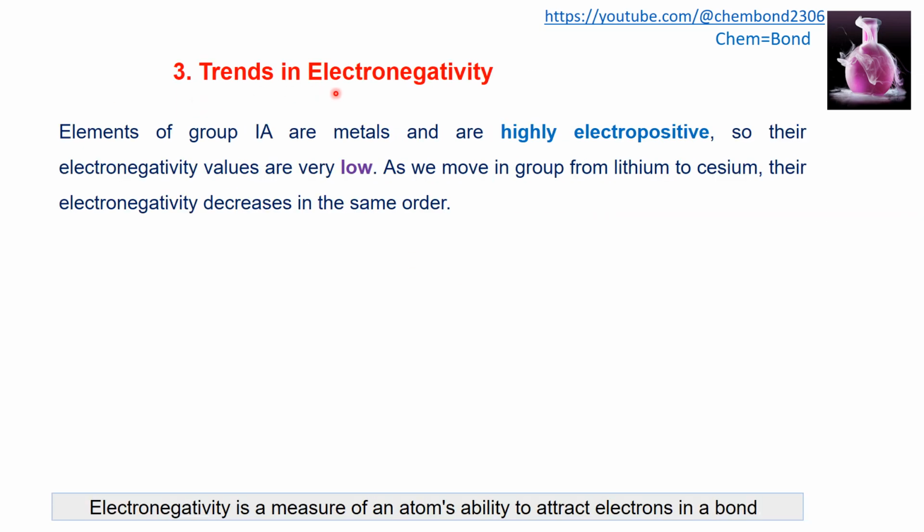Third is trend in electronegativity. What is meant by electronegativity? It is the measure of an atom's ability to attract electrons in a bond.